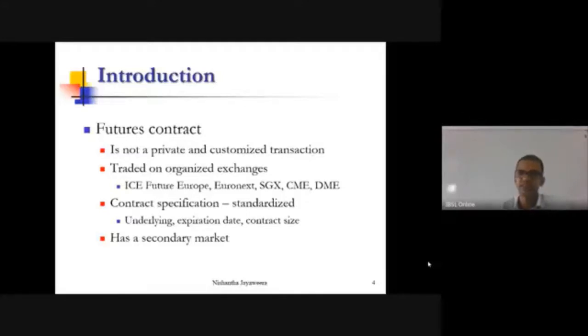It's not the case with a futures contract. Once you buy and sell, you don't have any contracts with any of the parties. You just walk away.